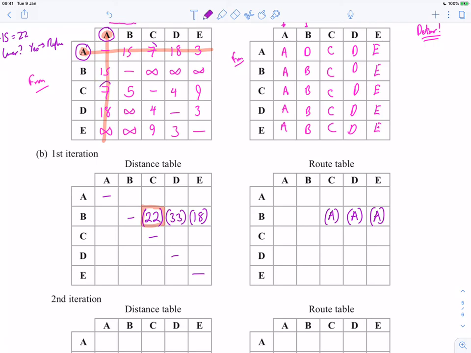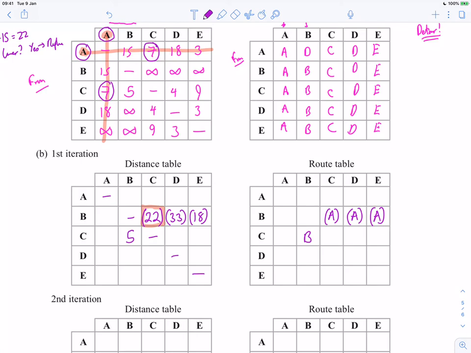Let's move down to the C column. So 15 plus 7 is 22. Is that smaller than 5? No, so I leave the 5 alone. Okay, so that means it was a B in the original root table, so it stays as a B. I'm not going to put a bracket around it. Okay, let's move on.